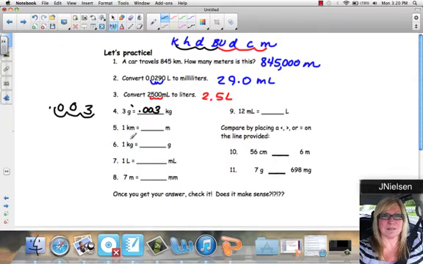Number 5, I'm going from kilometers to meters. So now I'm starting all the way at the left. I'm going from kilometers to meters. Meters is my base unit, so I'm going 1, 2, 3 to the right. So I'm going to take 1 kilometer and move 3 to the right. That means I've got to add 3 zeros. So 1 kilometer is 1,000 meters.